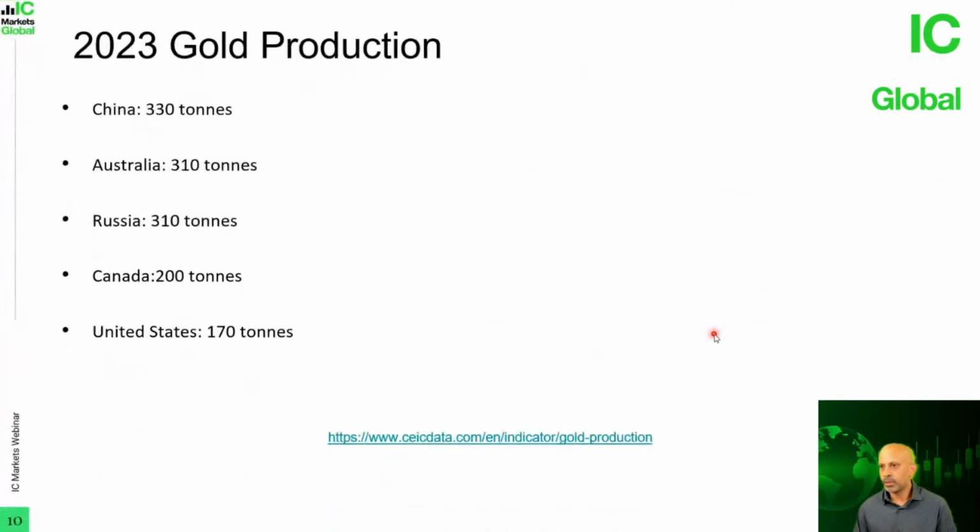All right, then when we look at gold production, who are the biggest producers of gold globally? Well, it's no surprise that China is the biggest producer of gold, producing about 330 tons annually. Then we have Australia in second place, producing 310 tons. Russia also 310. Canada 200 and United States 170.